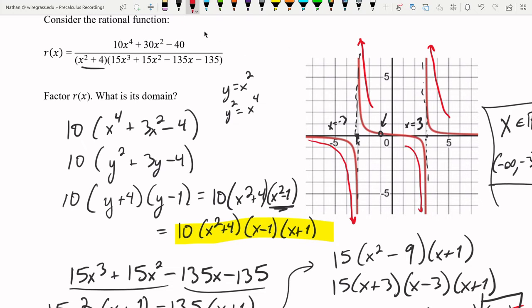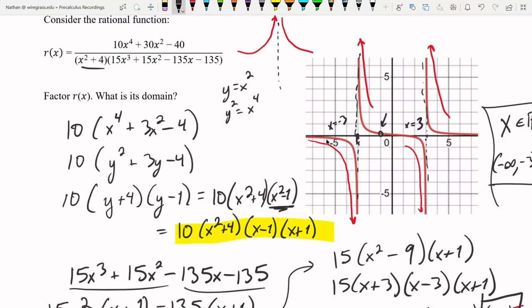Sometimes you'll see asymptotes where the function will go like this, and then will come down like that. That'll occasionally happen. A lot of times it's this reverse behavior where it's down towards negative infinity, and then all of a sudden up towards positive infinity.